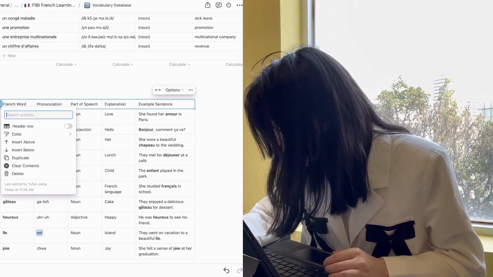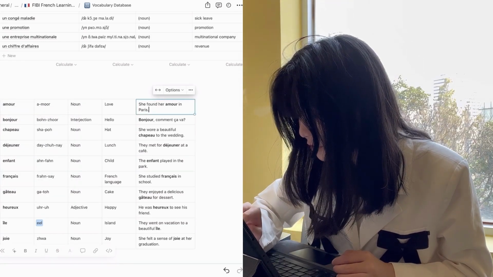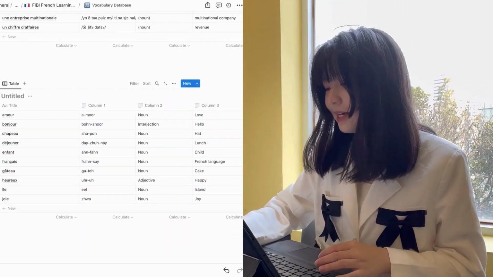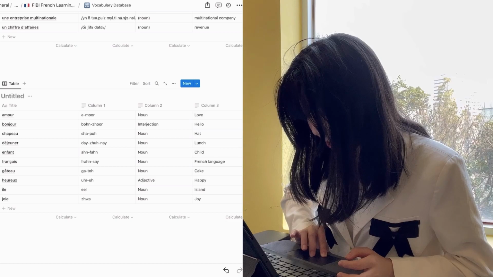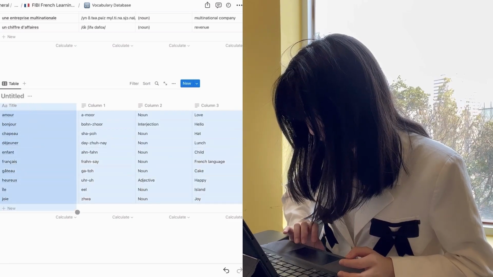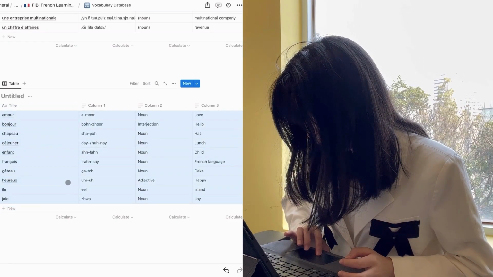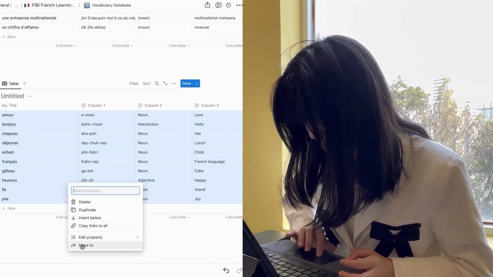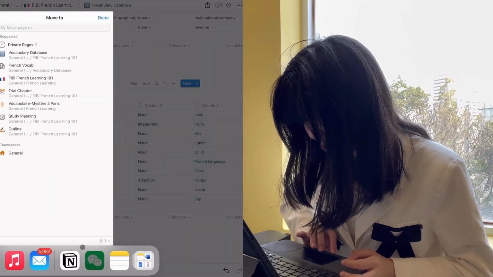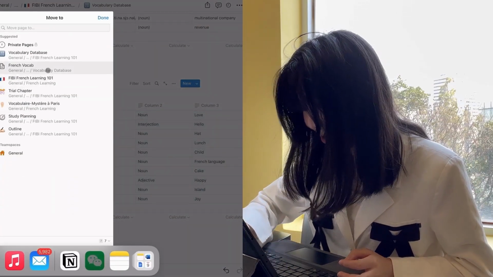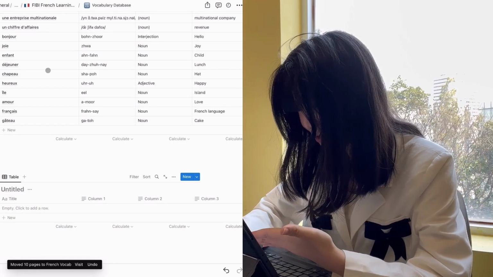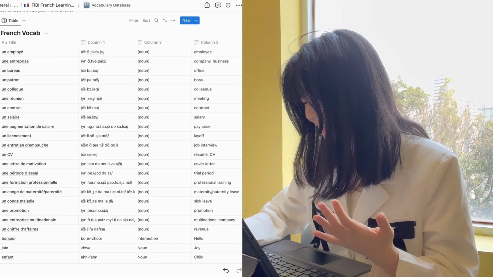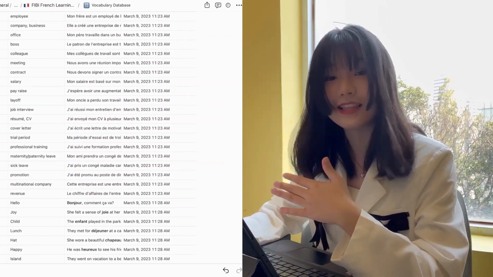Let's delete the first row at first. Turn this into a database. We can copy all this and then use move to. We want to move this vocabulary to French vocab. Now they are in the French vocab. I simply merge these two databases, and you can see there is a difference in the creation time.